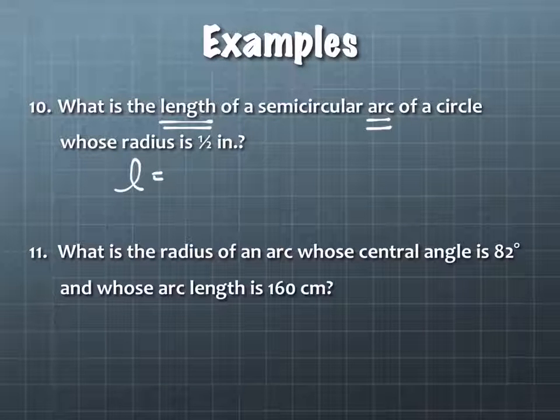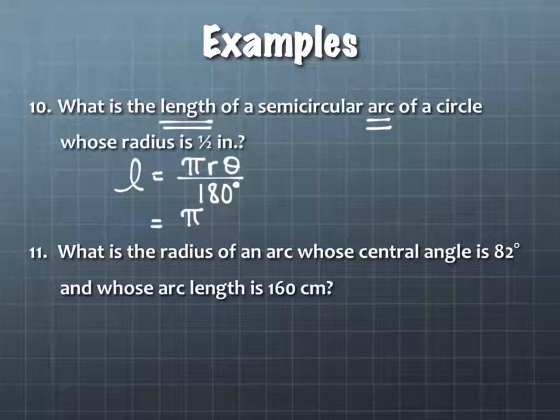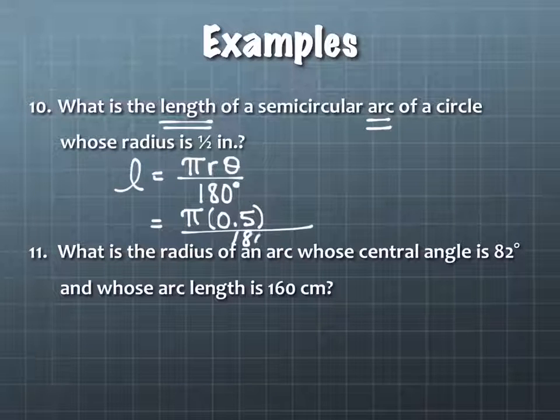Okay. And the formula was what? Had a pi in it, and then what? Pi r theta over 180. 180 degrees. What information do I know? Tell me something I can plug in. I've got my pi. What's next? 1/2. So either put in 0.5 or 1 over 2. I've got my 180 in the denominator. What in the world is theta? It's the angle, the central angle for the arc length.